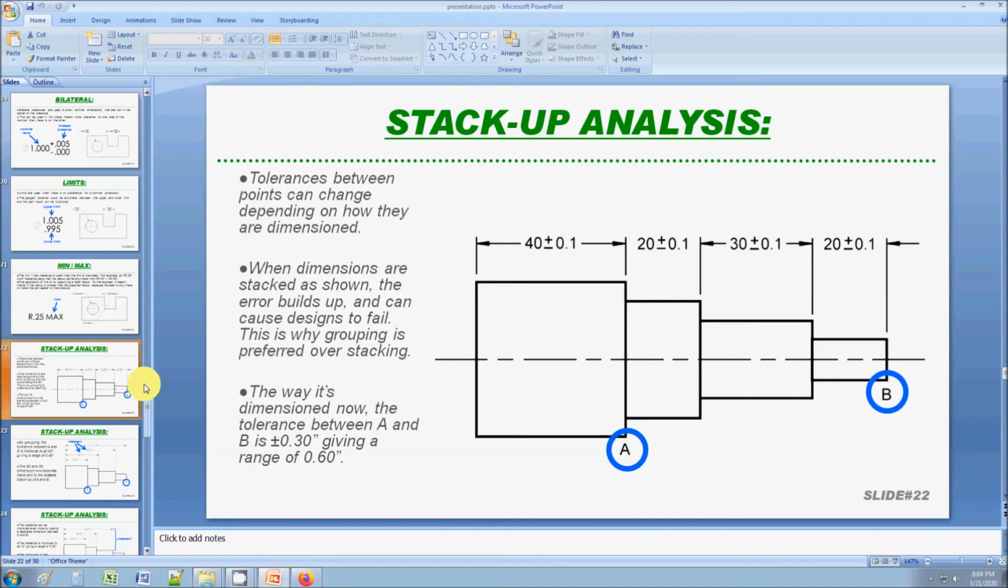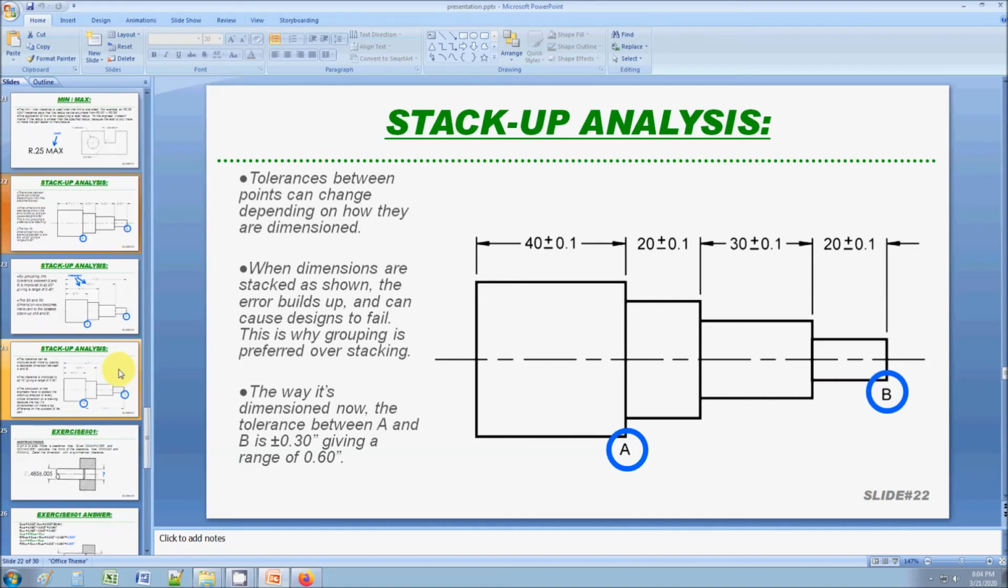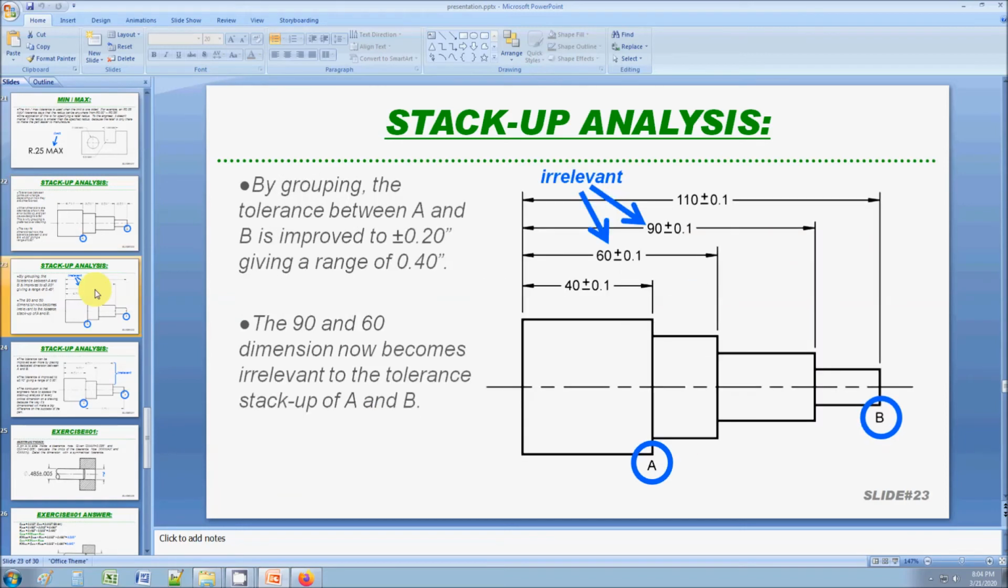But there's a way to mitigate that in the way you dimension. If we dimension like this, where everything's stacking on top of each other, we're going to get a huge range. But if we use grouping, if you remember during the dimensioning lecture, we talked about grouping and having all the dimensions reference one reference point. When we do that, you'll notice that the range between A and B can be reduced from 0.6 to 0.4.